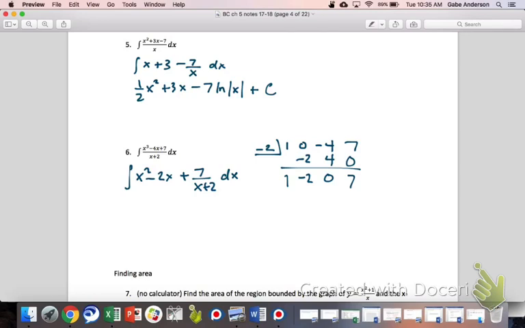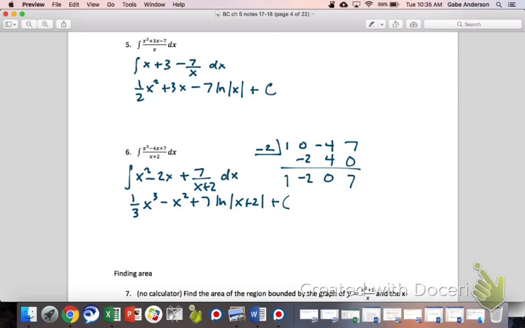Look good? All right, so then I think, again, once you do that, you'll find the calculus to be pretty quick. So it'd be 1/3 x cubed minus x squared plus 7 natural log, absolute value of x plus 2, plus c should be your answer. You guys have any questions?